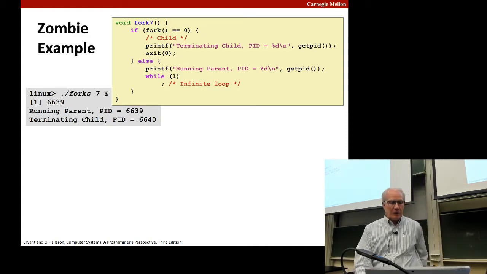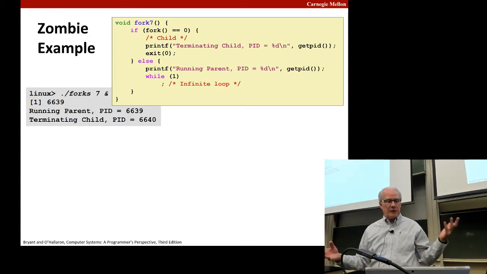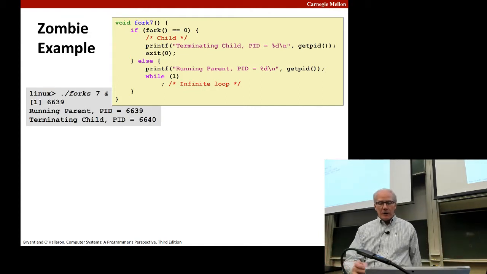What this example program does when it starts is it fires up the process, it calls fork, the child terminates, or it says it terminates, and the parent runs.